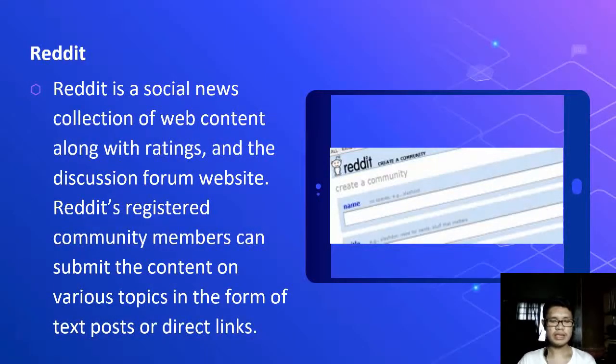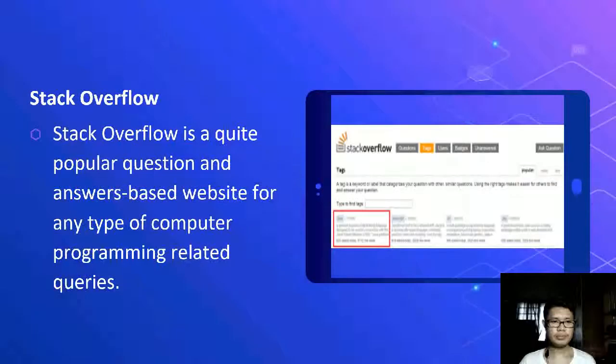Let's look at some examples of forums. We have Reddit. So it is a social news collection of web content along with ratings and discussion forum website. So Reddit's registered community members can submit content on various topics in the form of text posts or direct links. Stack Overflow is a quite popular question and answer web-based website for any type of computer programming related queries.